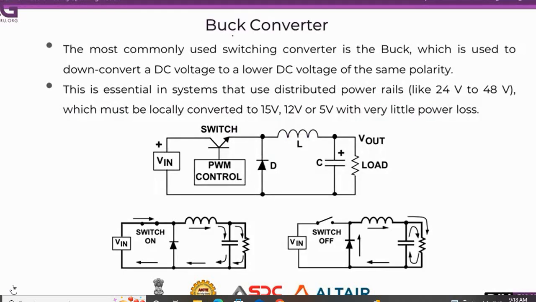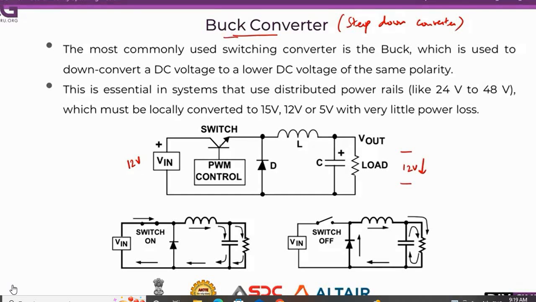First of all, you will see what is called a buck converter. It is also called the step down converter. This is the basic circuit. If I give 12 volts here, at the output of this load, the voltage will be less than 12 volts. These types of converters are called buck converters.